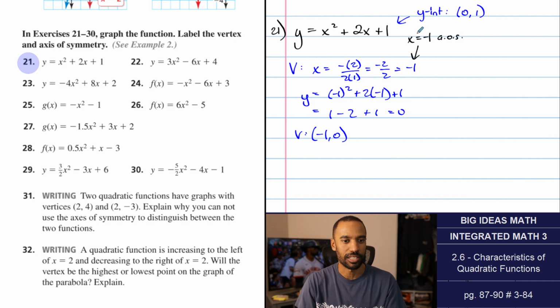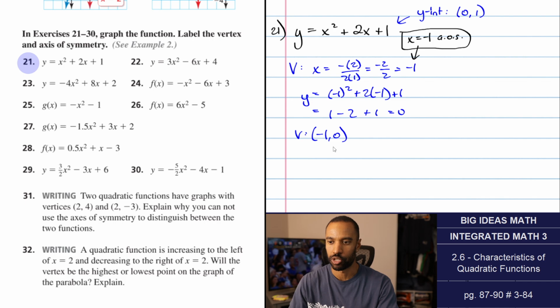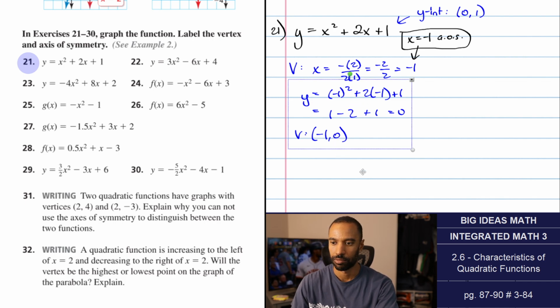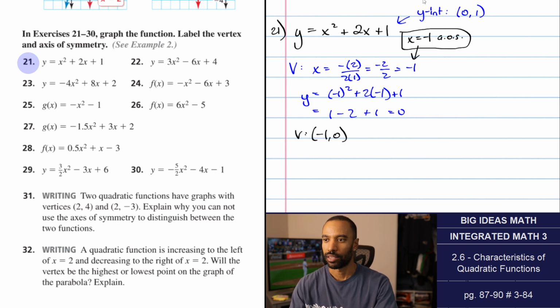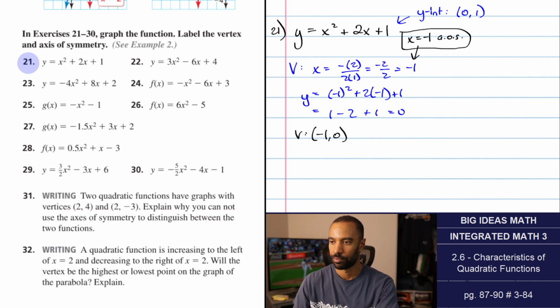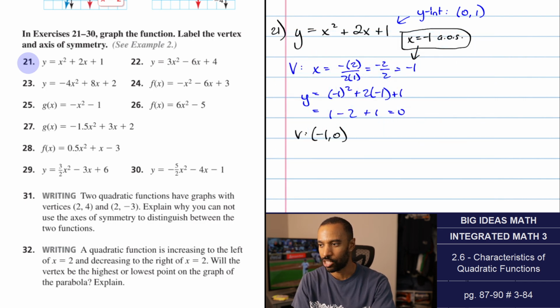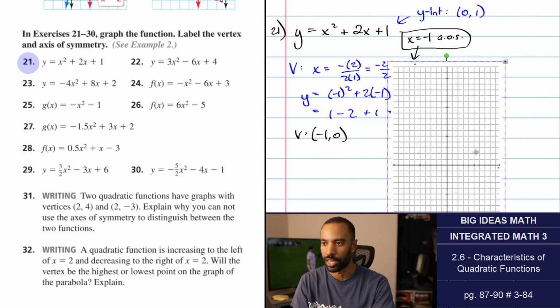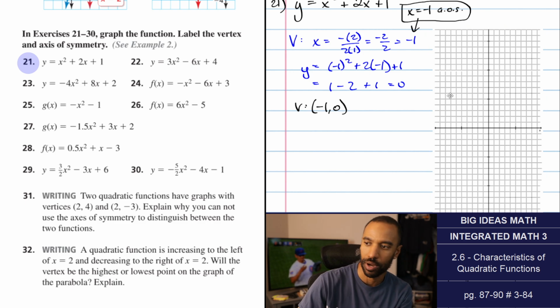So keep that in mind. They did say label vertex and axis of symmetry. I want to at least call out what they are here. This guy, and maybe this should be in black, right? Right here. Okay. All right, let's do the graph for this one now. I'll use the tall graph stuff as I was doing before. Not that. Not you. You silly. We already did your thing. All right. So we have the vertex at negative 1, 0.